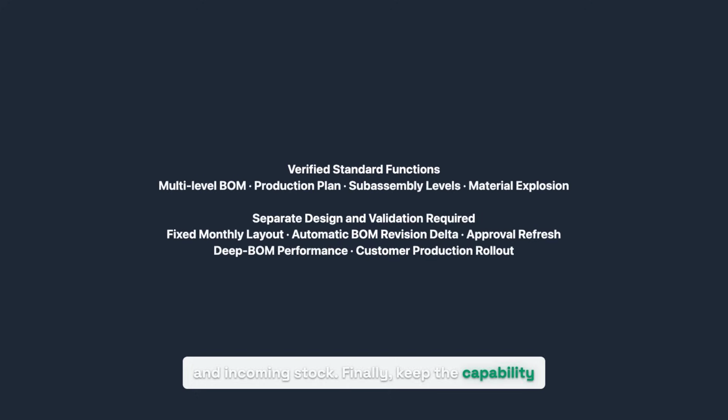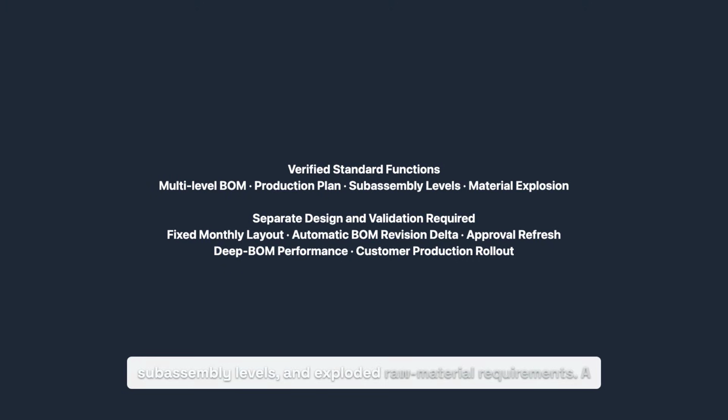Finally, keep the capability boundary precise. The verified standard functions are submitted multi-level BOMs, a production plan, preserved subassembly levels, and exploded raw material requirements. A customer-specific monthly quota layout, automatic BOM revision comparison, approval trigger refresh, and performance for structures deeper than 20 levels still require separate design and validation.